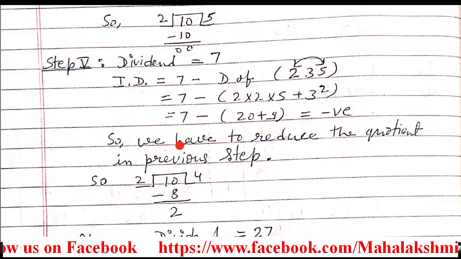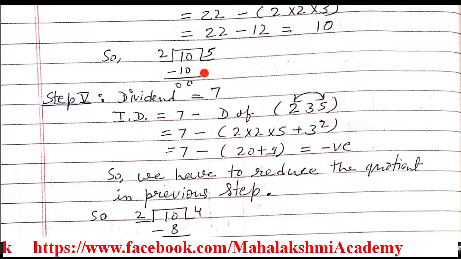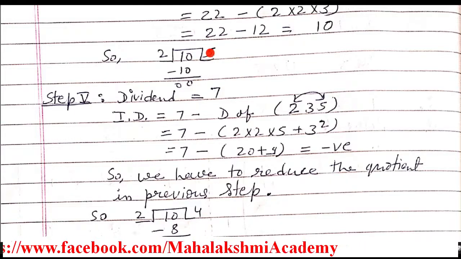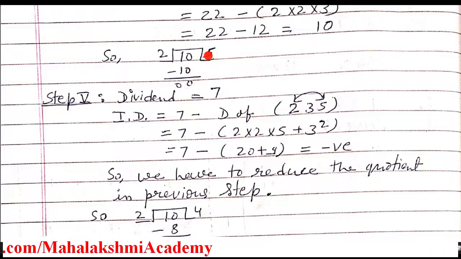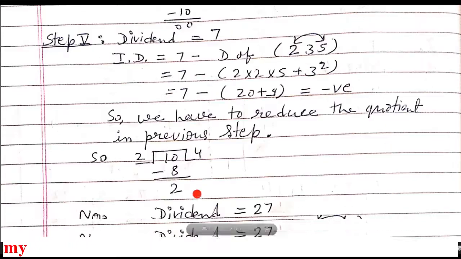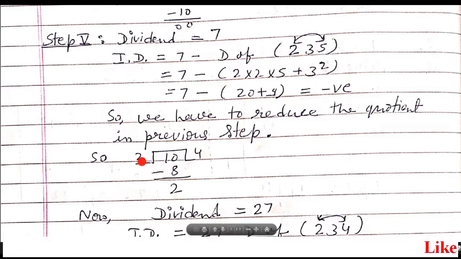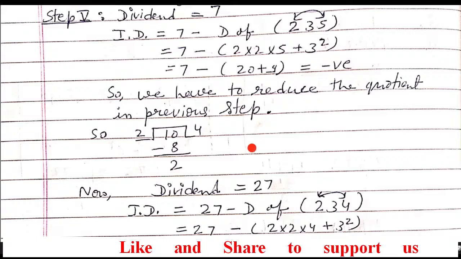So we have to reduce the quotient in the previous step. Previous step means this step. So the quotient is 5, so we have to reduce it. One step we have to reduce. So before 5 what did we used to obtain? 4. That's why this division you have to do again, but instead of 5 we have to take 4 this time. So 10 when we divide by 2 we will get 4, and 2 4s are 8. So 10 minus 8 is 2.